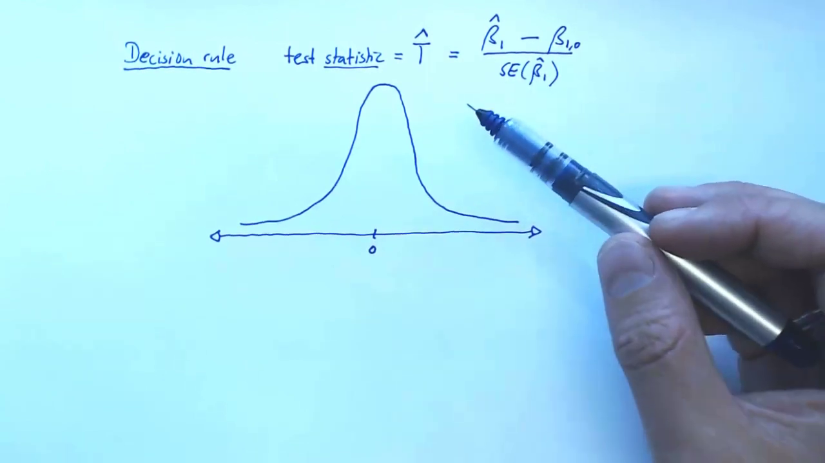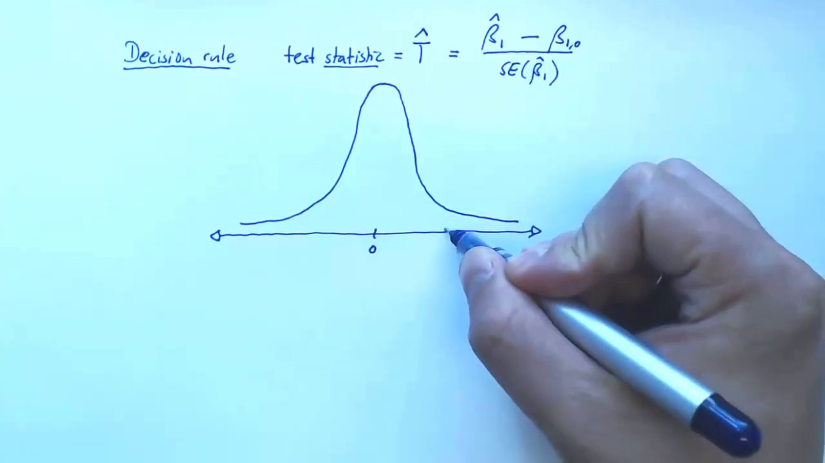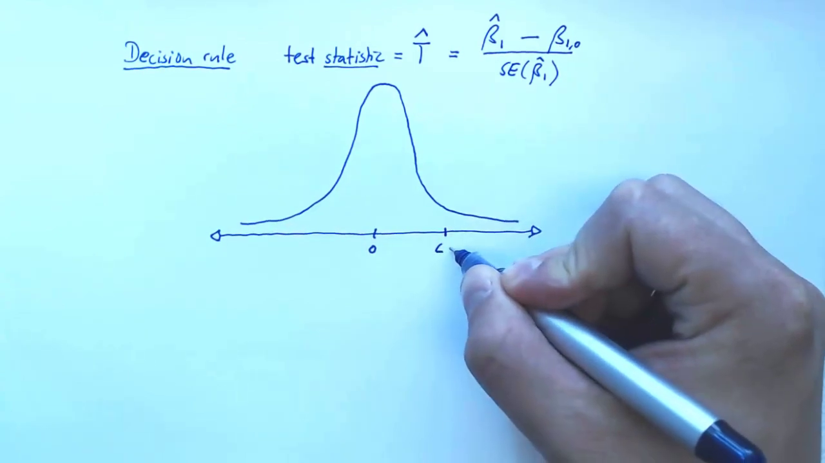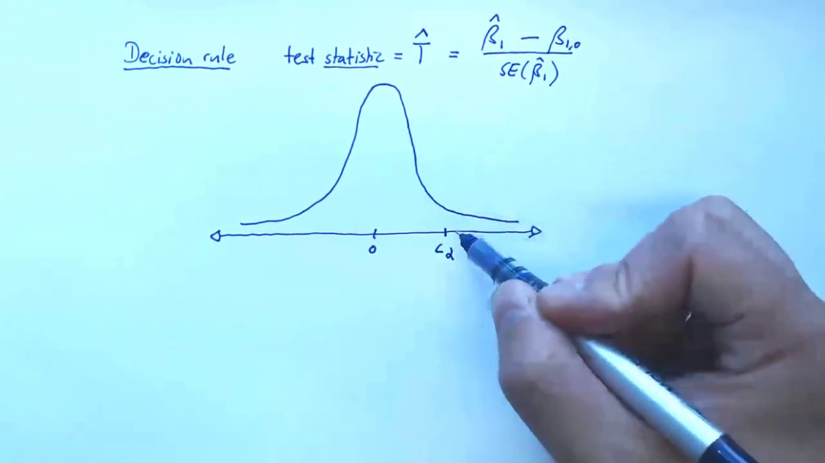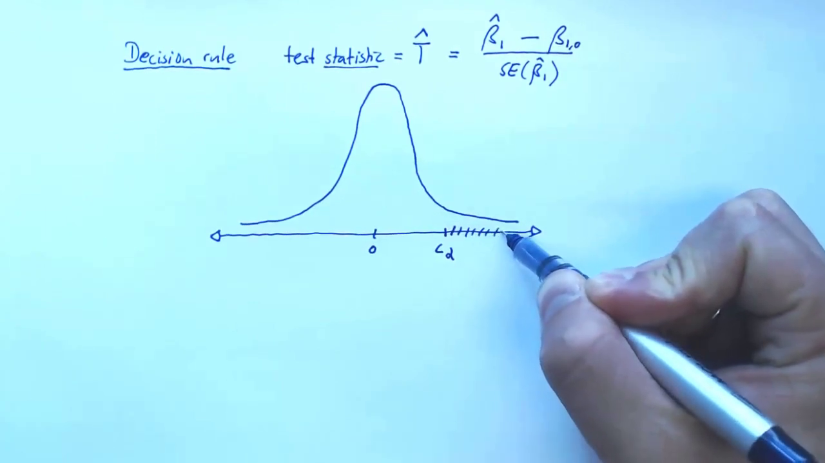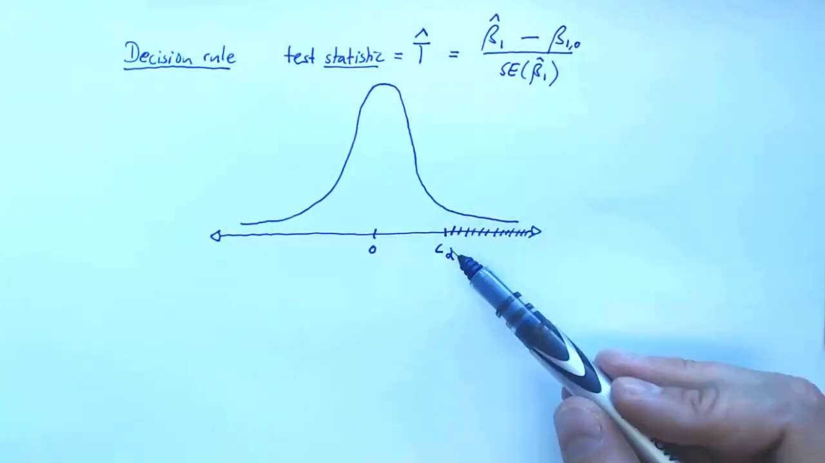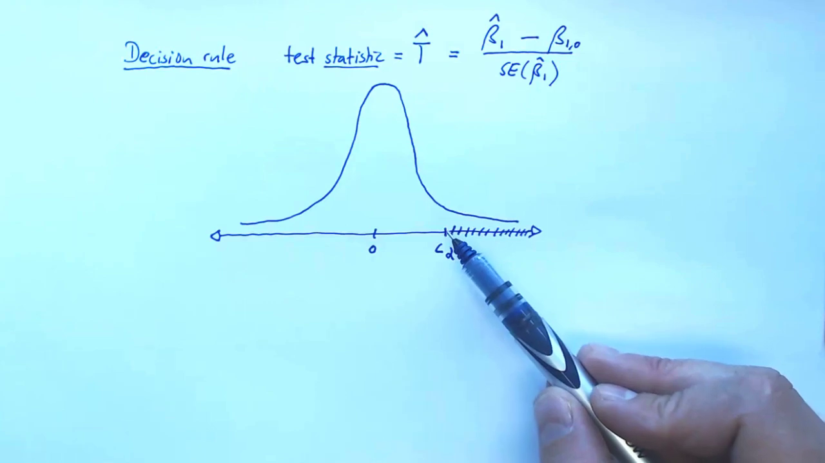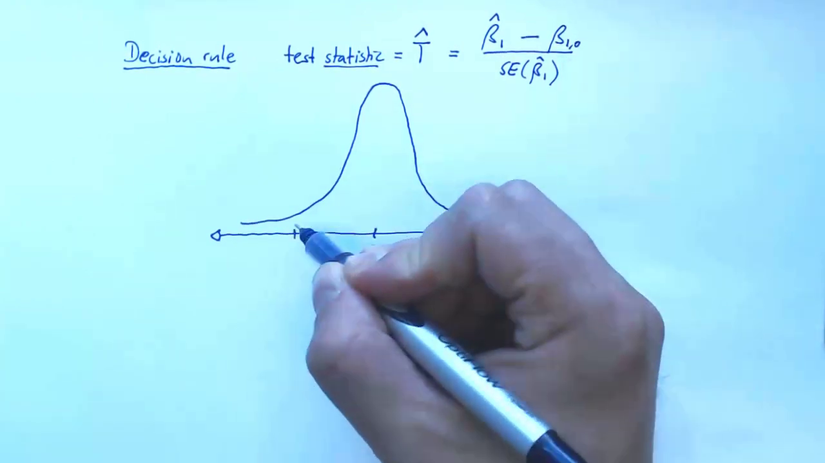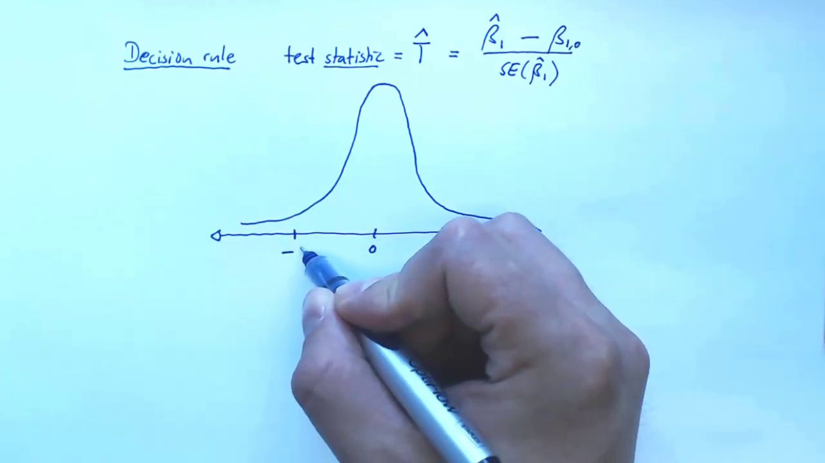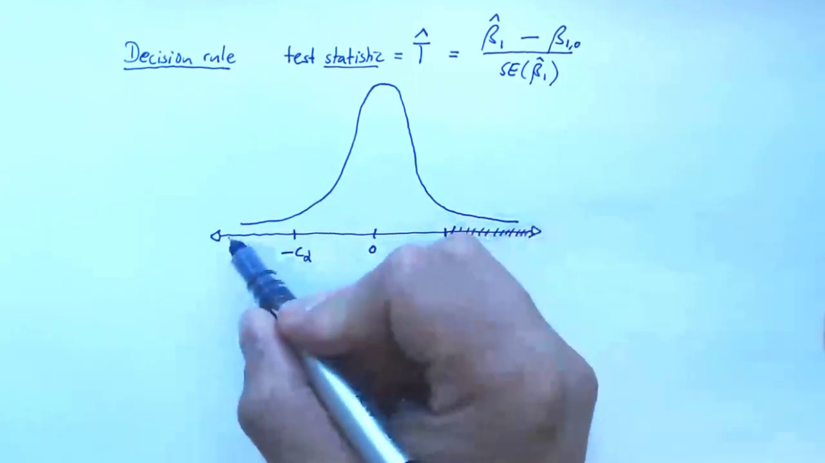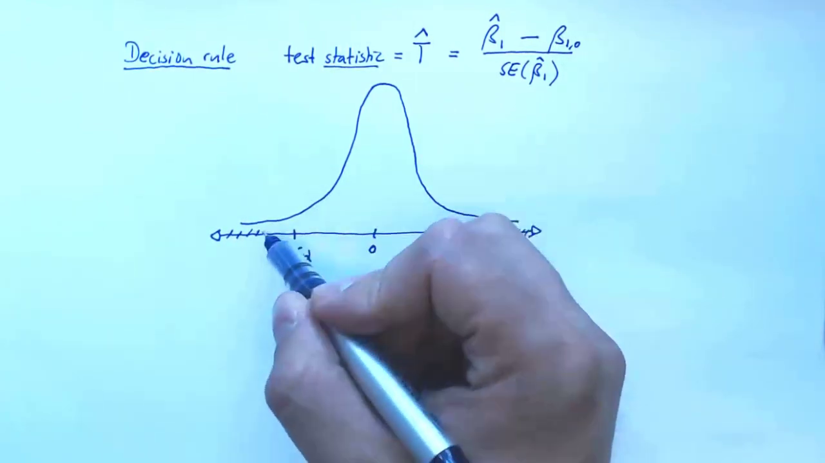So what does too large mean? Well, let's just define some number C alpha, and then if t hat is larger than C alpha, we reject. But also we want to reject for negative values. So let's say if t hat realizes to be smaller than minus C alpha, then we will also reject.